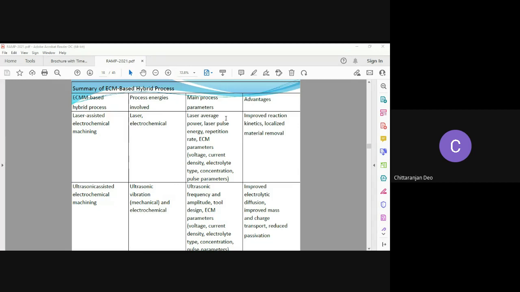If we talk about ultrasonic assisted electrochemical machining, ultrasonic vibration and electrochemical process are both combined. The main process parameters are ultrasonic frequency, amplitude, tool design, and ECM parameters, whatever they are in the previous process. We can see the advantage: it improves the electrolytic diffusion, improves the mass and charge transport, and reduces the precipitation.